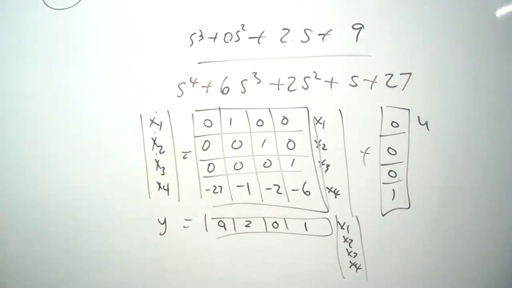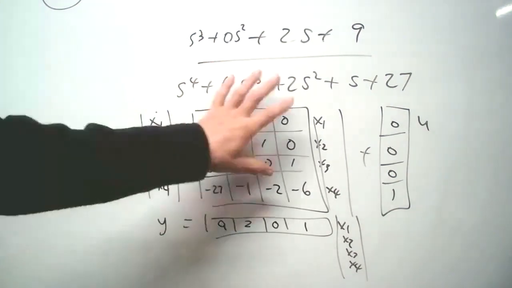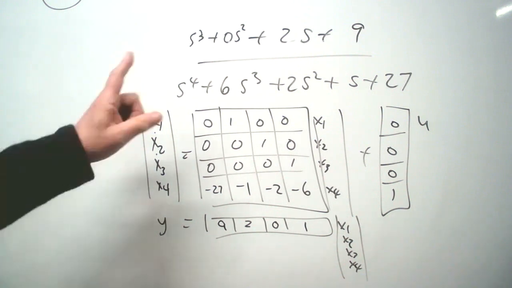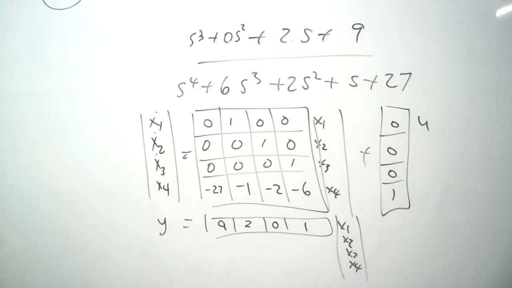And bingo, you've got your, these are called state space equations in companion form, and that's worth 6 marks in the exam now. So that's companion form looked at there for you.